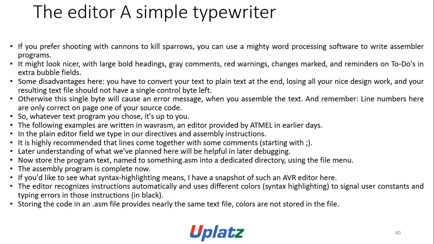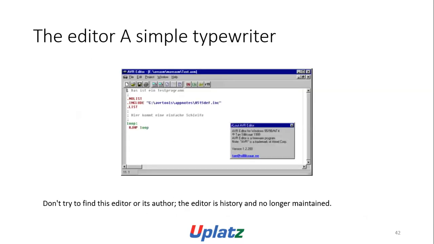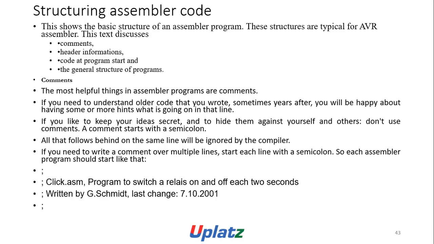Storing the code in an .asm file provides nearly the same text file. Colors are not stored in the file. The editor is a simple typewriter. Wave RAM is shown in the figure. Don't try to find this editor or its others. The editor is history and no longer maintained.